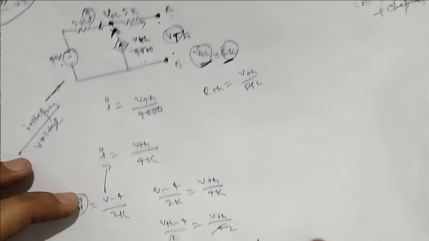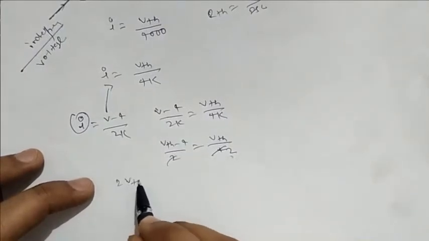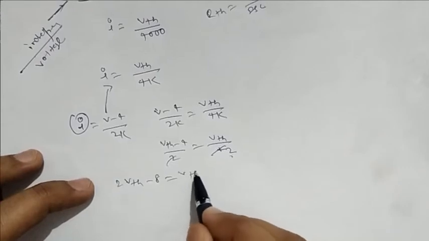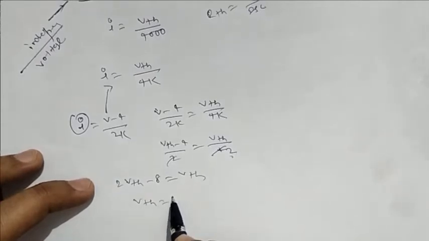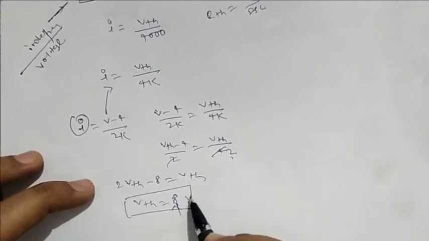Now cancelling 2 by 2, if I take 2 VTH minus 4 equal to VTH, now VTH is equal to 4... now we got VTH is equal to 8 volt.